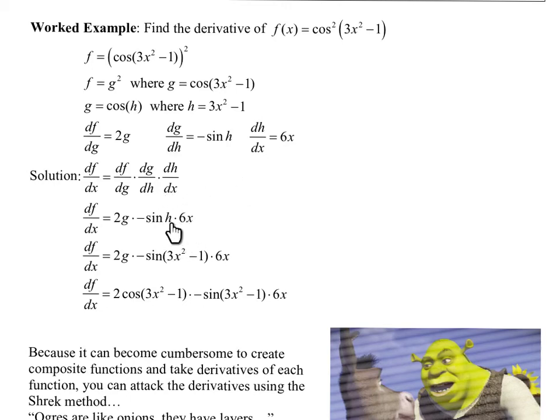Now, in order for this to be proper, this is supposed to all be in terms of x. So let's continue to substitute things in. h we know is 3x squared minus 1. And then g we know is the cosine of h, where h is 3x squared minus 1. So cosine of 3x squared minus 1, that's what g was. So that gets substituted in. Now everything is in terms of x.